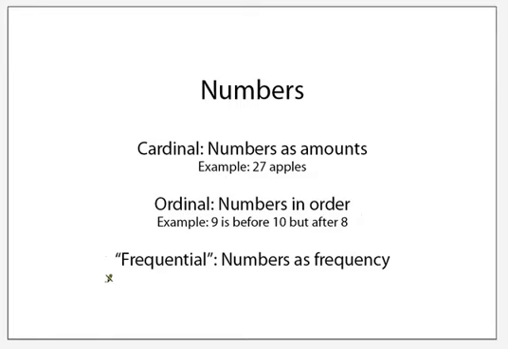And then bear with me here. I invented this term, frequential numbers. These are numbers as frequency. And for the purpose of this proof, I don't have a better name. That's just what I came up with. It's a silly name, but it just suggests that numbers can indicate frequencies. Here's what I mean.